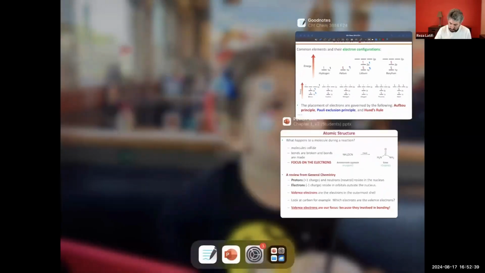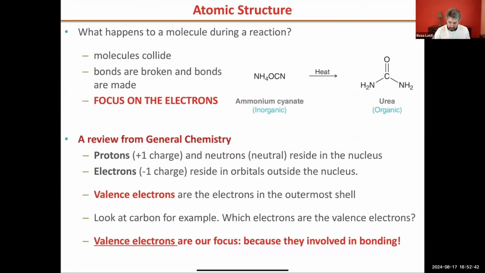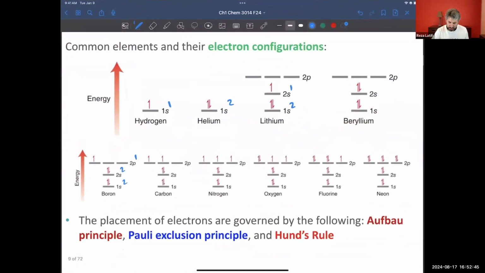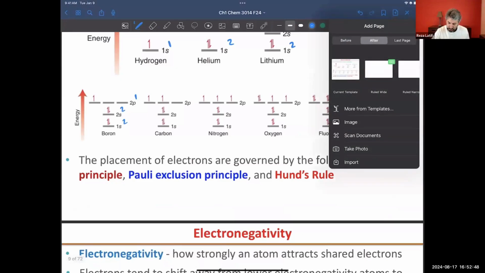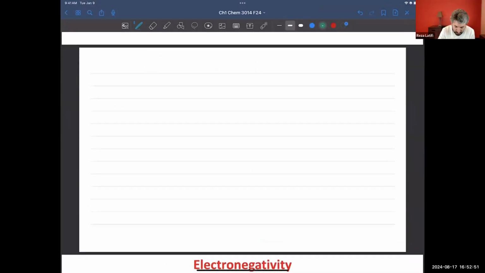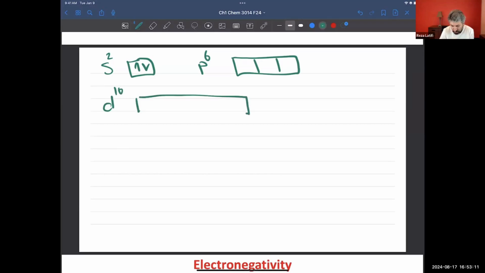Let me remind you how to get the electron configuration of any element. We have the s orbital, which can accommodate 2 electrons, and the p orbital, which can accommodate 6 electrons, and the d orbital, which can accommodate 10 electrons because it's made of 5 orbitals.